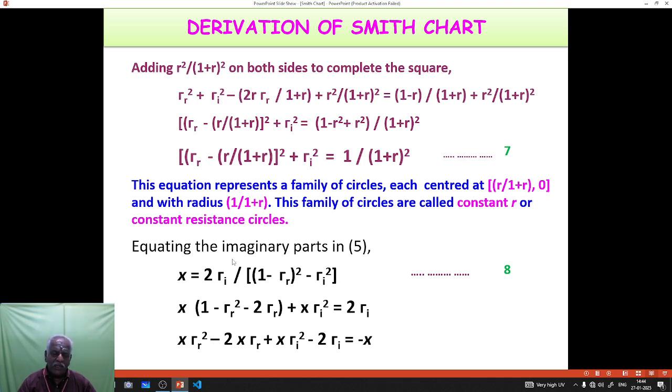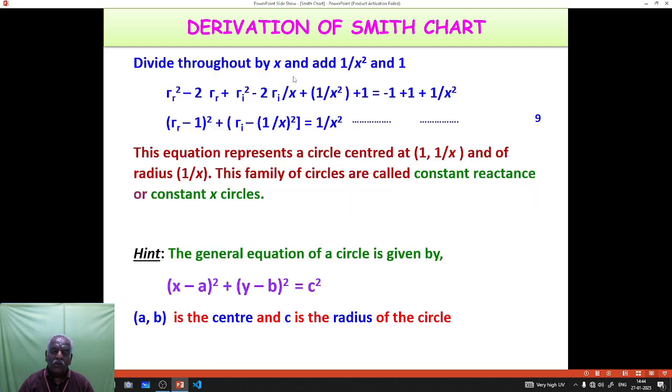Now equating the imaginary parts in equation 5, we get x is equal to 2 gamma I divided by 1 minus gamma r the whole square minus gamma I the whole square. Making cross multiplication, x into 1 minus gamma r the whole square plus x gamma I square is equal to 2 gamma I. This equation is further simplified by dividing throughout by x and adding the term 1 by x square, in order to make it a complete square.